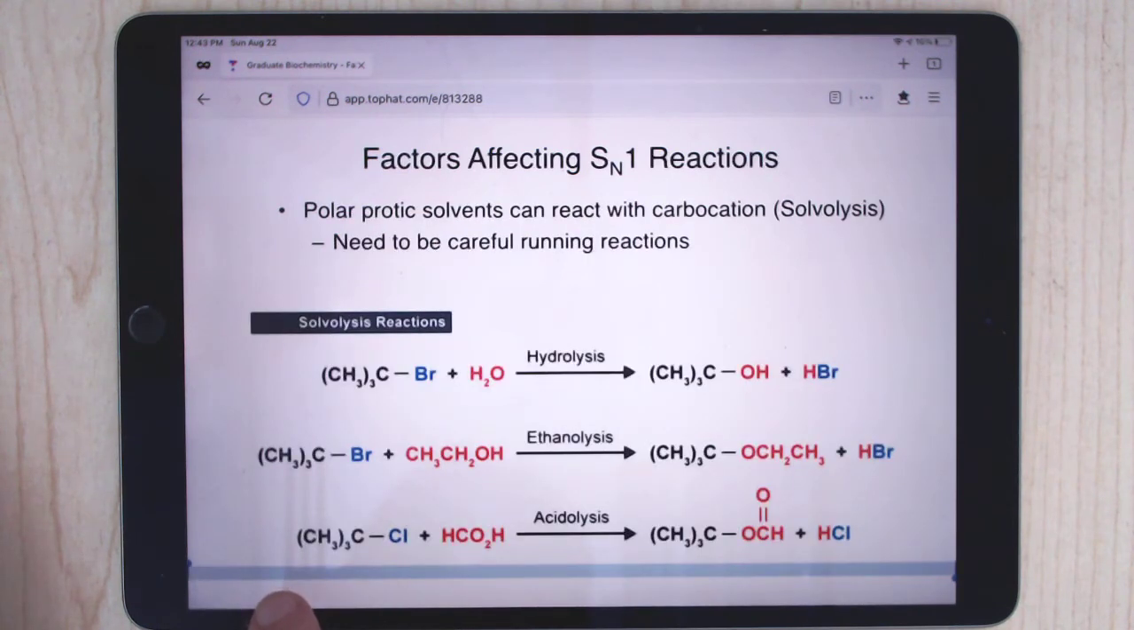So one of the things is that, because these reactions are typically slow, the solvent can sometimes actually react with the molecule, and this is what's called solvolysis. So your solvent is doing the reaction instead of your nucleophile. If you're running this in water, even if you put a different nucleophile in here, the water can come in and attack, and that becomes your nucleophile instead of the one that you want. So you do have to be careful about the solvent type.